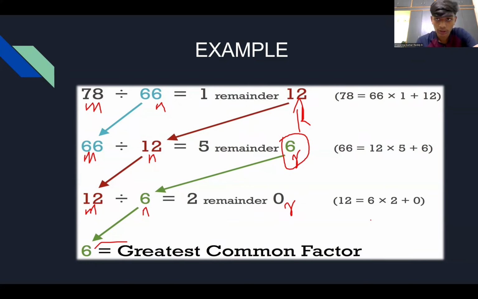As you can see, once again we'll go through this example. Here m is 78 and n is 66, and the remainder we get is 12. And we'll convert the n into m, so the m value will become 66 and the r will convert to n.